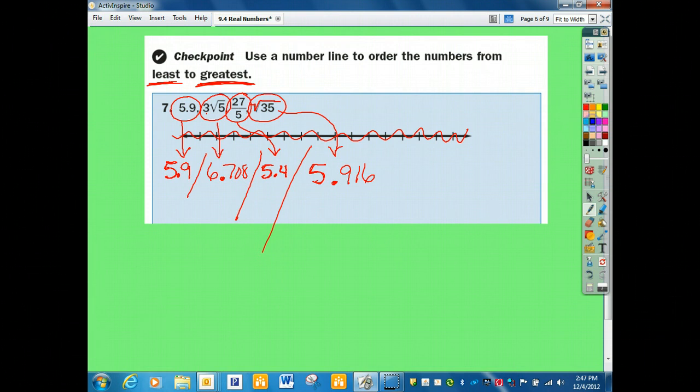What is my smallest one? 27. Remember, you can add some zeros if you need to. So, smallest one is what? 27 over 5. And in decimal form, which one is that? 5.4. So this is my smallest, you're saying? Yep. Next?